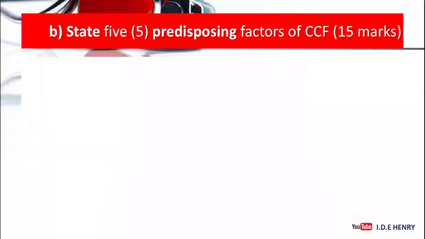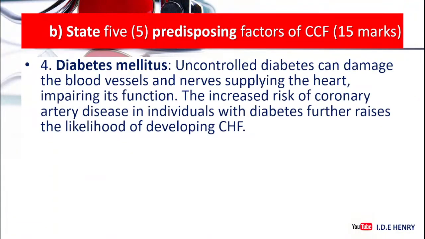Fourthly, the other predisposing factor is that of diabetes mellitus. So uncontrolled diabetes can damage the blood vessels and nerves supplying the heart, because high levels of sugar can cause demyelination, and also it impairs the heart's function. It also causes increased risk of coronary artery disease, and individuals with diabetes further rise the likelihood of developing congestive cardiac failure. In short, diabetes mellitus damages blood vessels and the nerves that supply the heart due to demyelination of nerves.